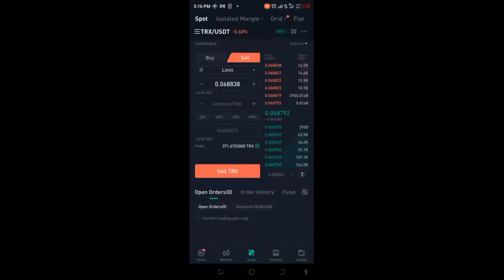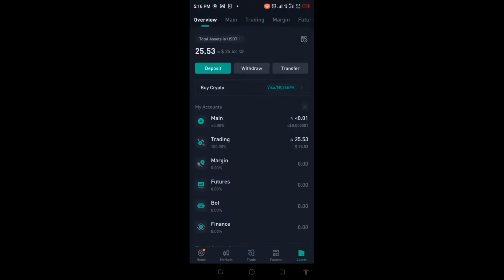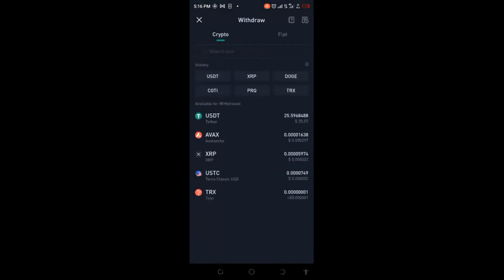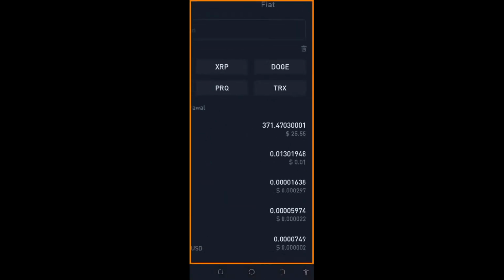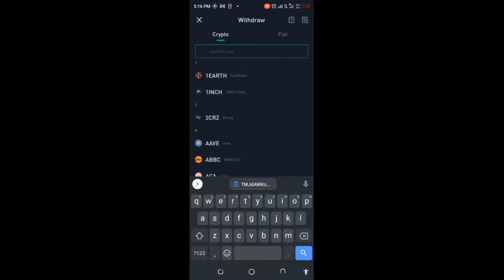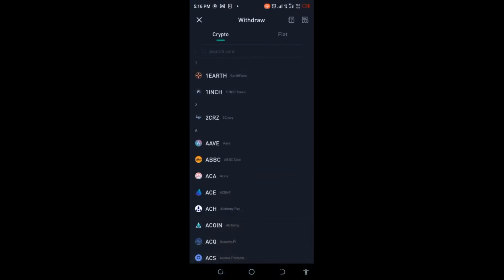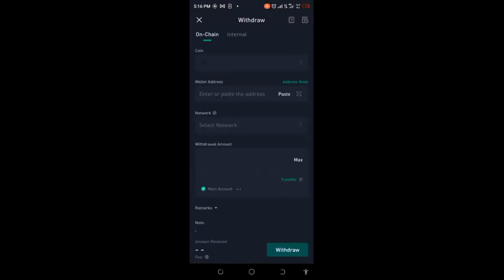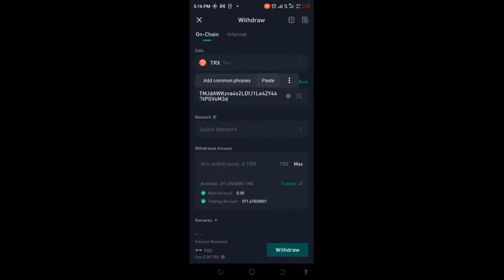All right, so that's what we're doing right now. So we're withdrawing from here, and we're withdrawing TRX. You can see it already has everything there. Okay, we're taking everything over. No, this is what I want. I'm withdrawing this and I'm just clicking on this, and then we'll now put in the address. Let's put in the wallet address.